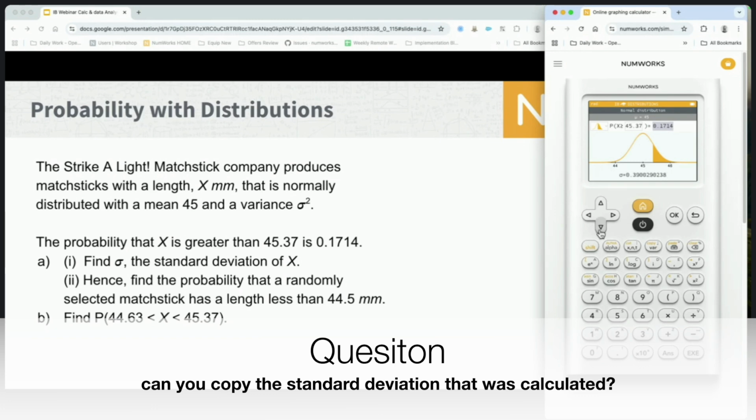Can you scroll down to it and copy it? I don't know. I've never tried. Not to here. I can copy the 0.1714. I can copy the 4537, but not the 0.39. So, Aaron, if you're going to do that, I would say use the equations app, which we'll show right now, and then that way you can copy once you get it from the equations app.